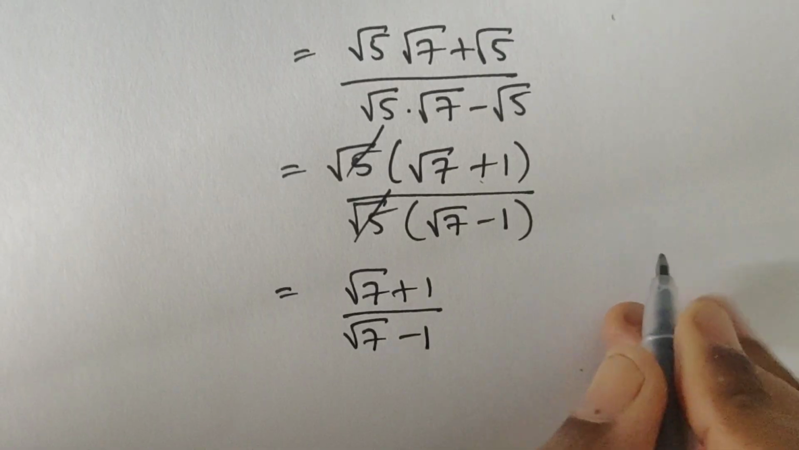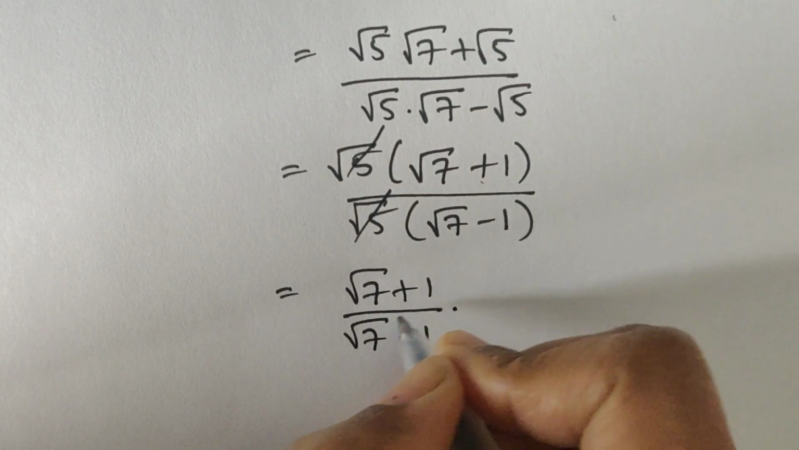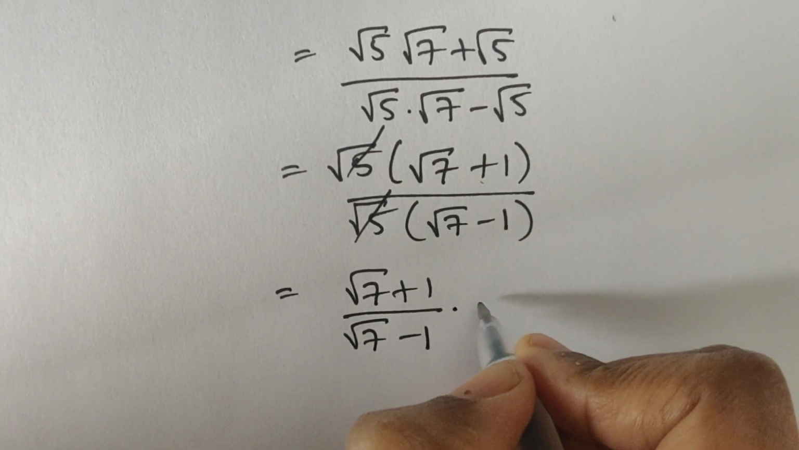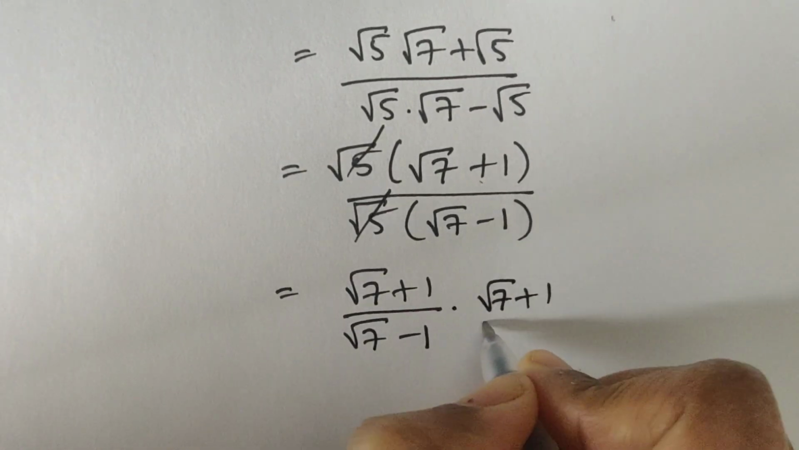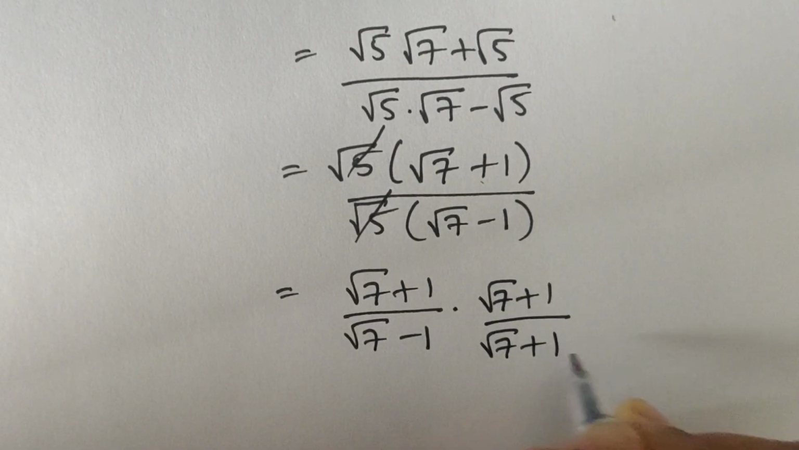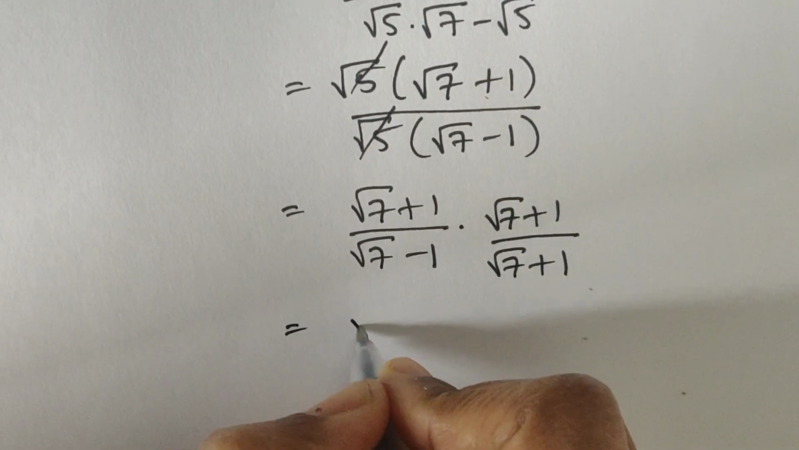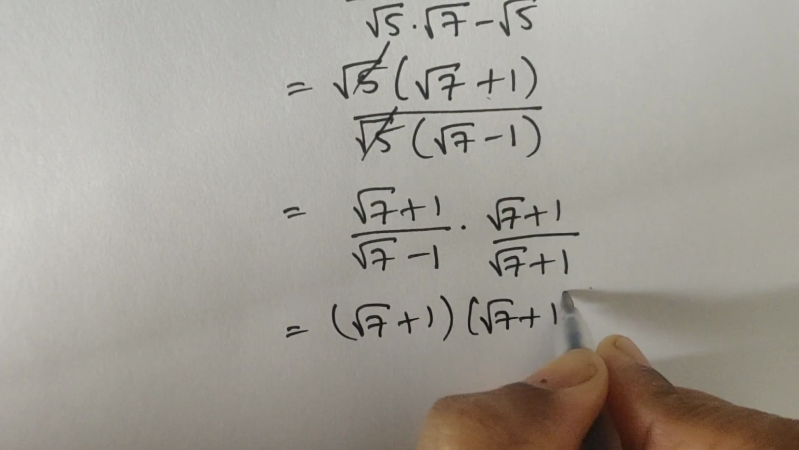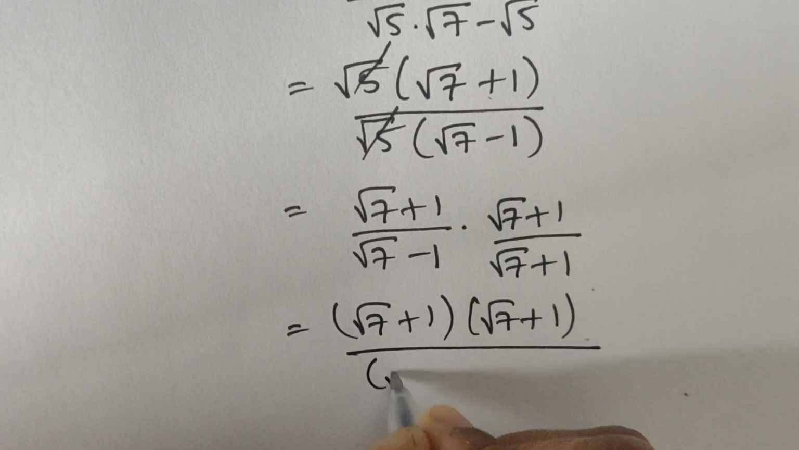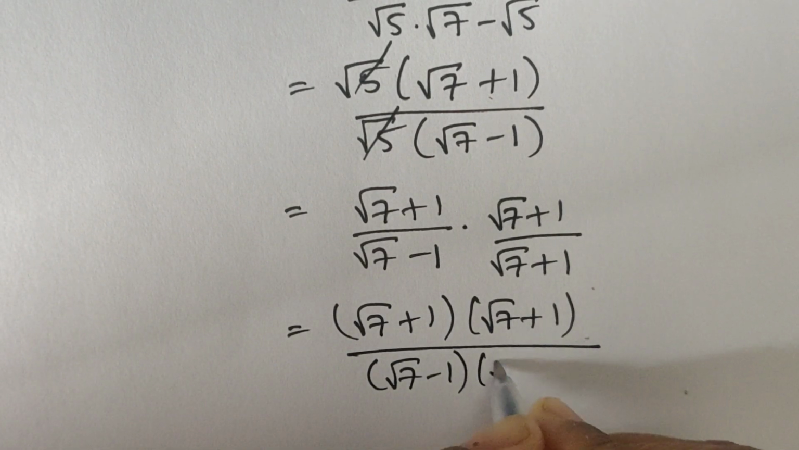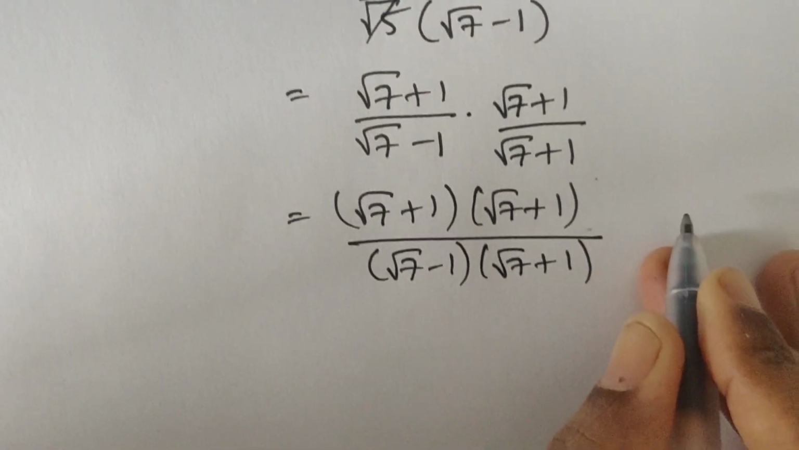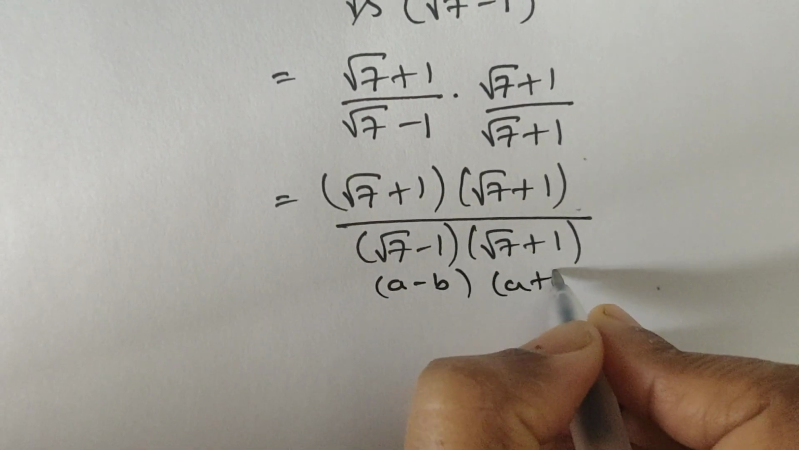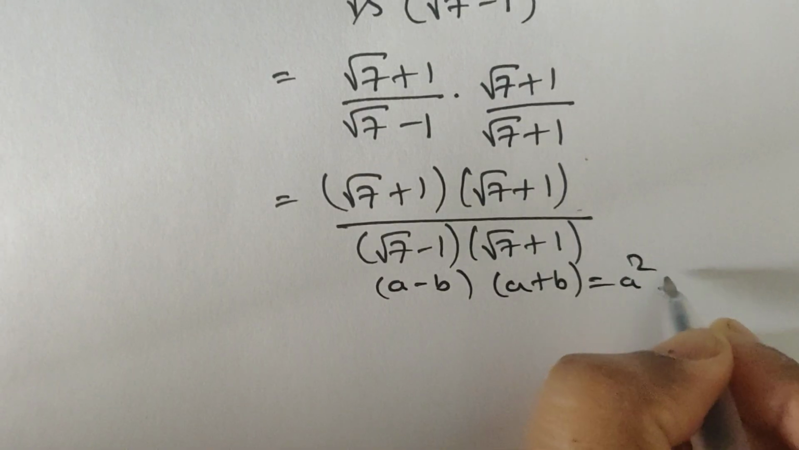So here we have to rationalize. So in the numerator and denominator multiply by (√7 + 1). So now multiply these two terms, (√7 + 1) times (√7 + 1), and (√7 − 1) times (√7 + 1). So you can see this is in the form of (a − b)(a + b). So we know this formula, a² − b².